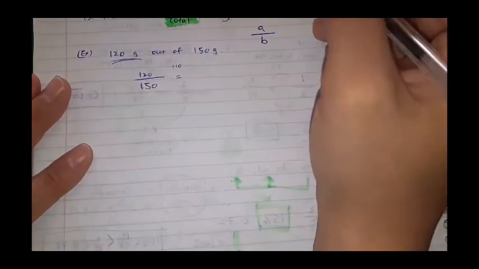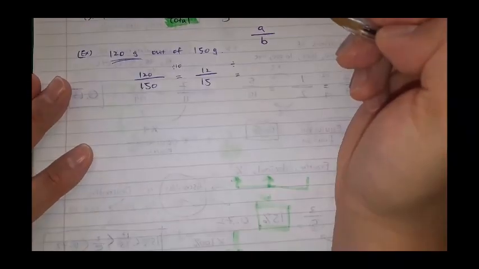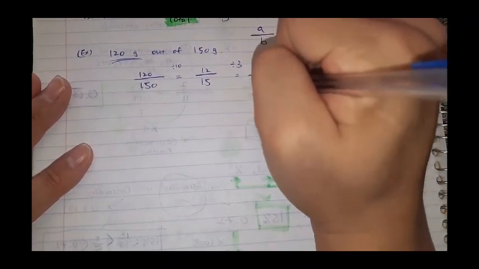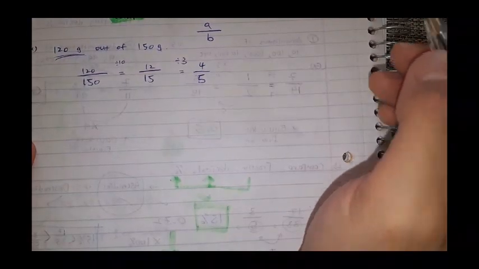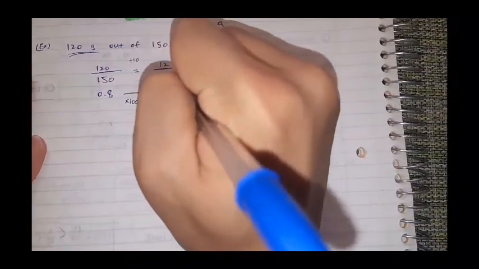First of all, both of them can be divided by 10 because they have extra zeros. So that will be simplified to 12 over 15. Can we simplify this further? Yes, we can. We can divide the top number and bottom number by 3. Then it becomes 4 over 5. Can we make this into another fraction form that can be transformed into a decimal? Yes, we can. Multiply by 2. Then it's 8 over 10, which is 0.8. And if you multiply by 100% for that, you will get 80%.